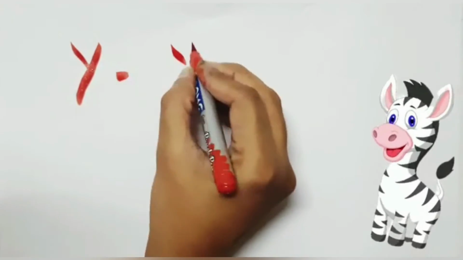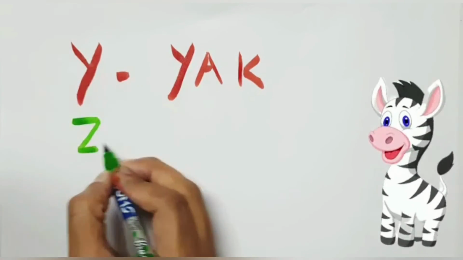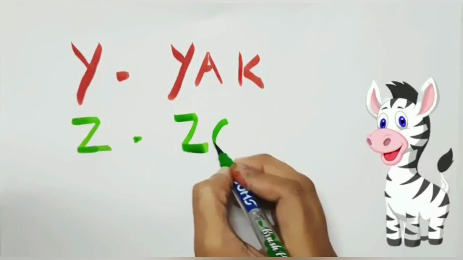Y, Y for yak, Y A K. Z, Z for zoo, Z O O.